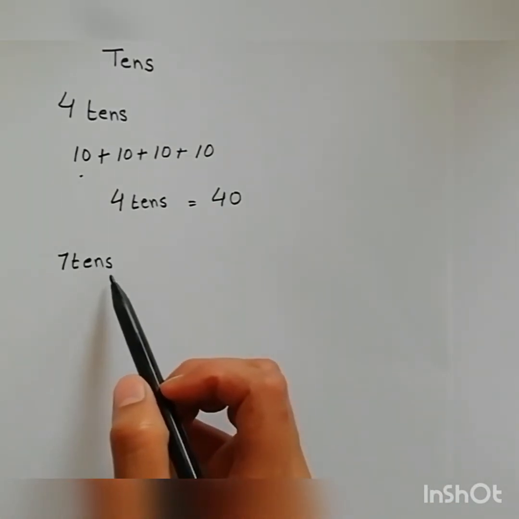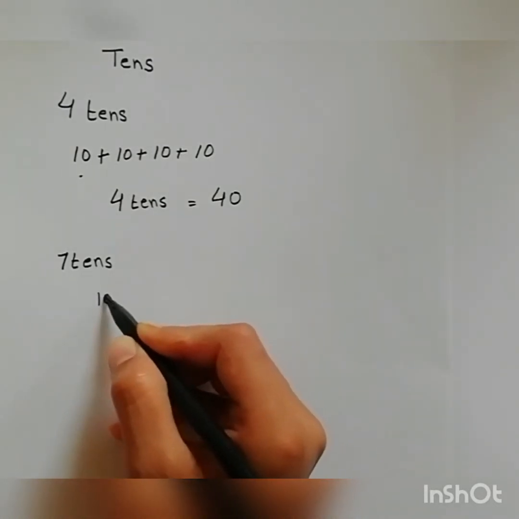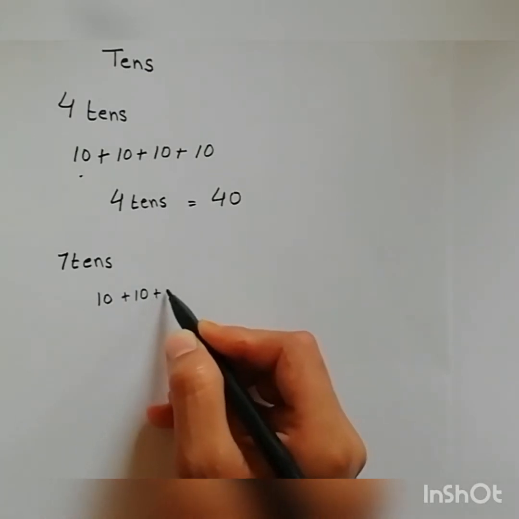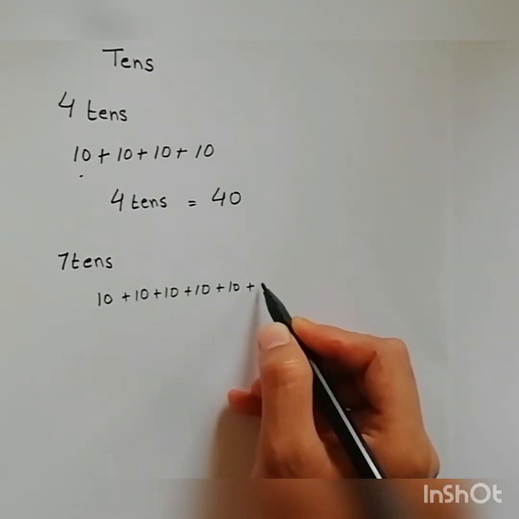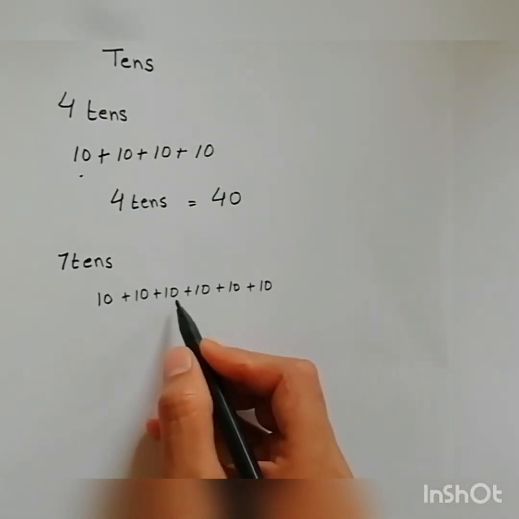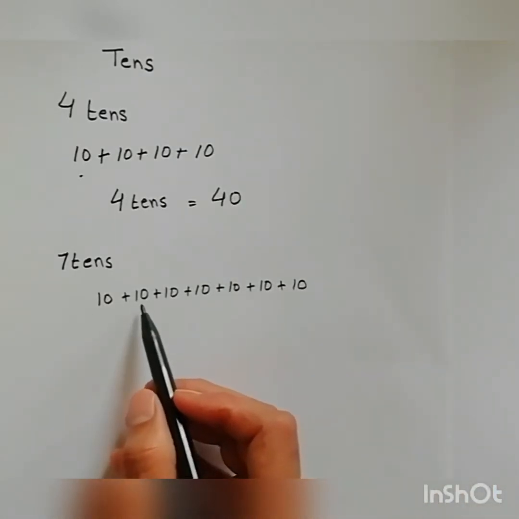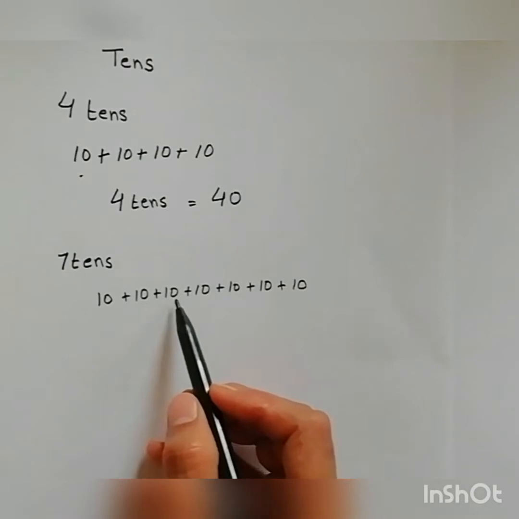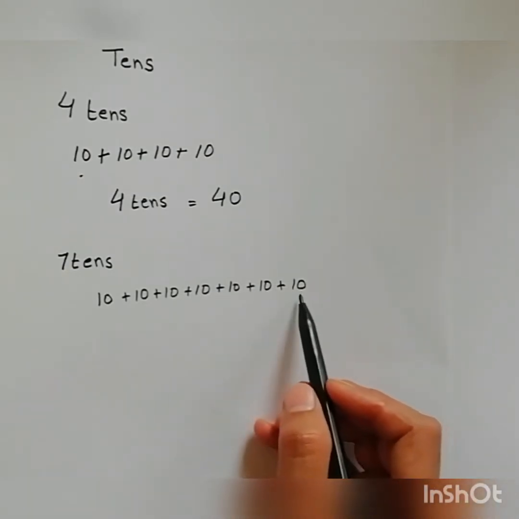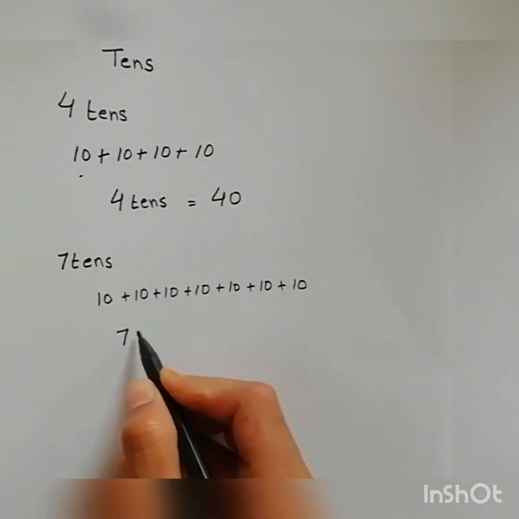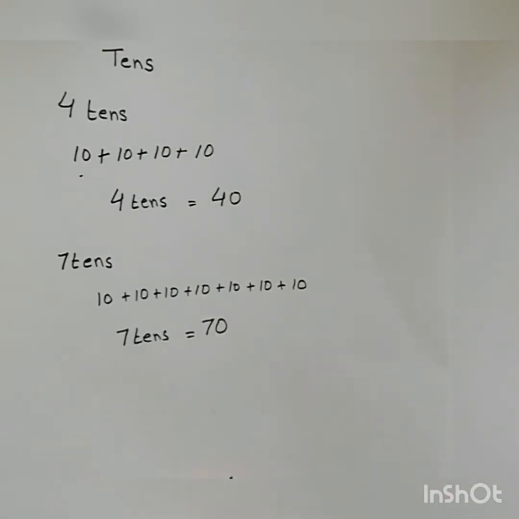Now, 7 tens. 7 tens means 7 times 10. 10 plus 10 plus 10 plus 10 plus 10, 1, 2, 3, 4, 5, 6 and plus 10. 10 plus 10, 20 plus 10, 30 plus 10, 40 plus 10, 50 plus 10, 60 plus 10, 70. So, 7 tens means 70.